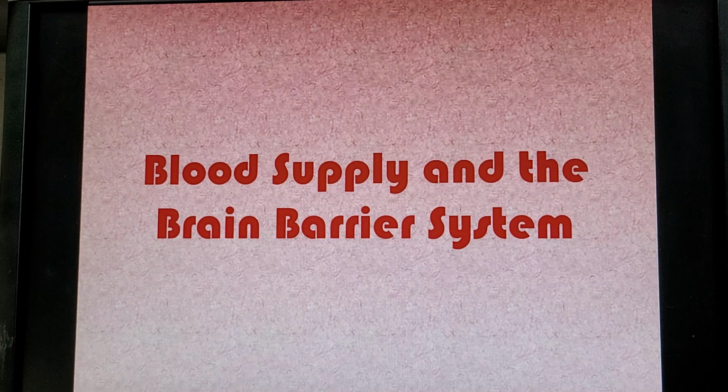Moving on to our blood supply. Our brain needs constant oxygen as well as constant glucose to make ATP to be able to feed its cells, so it has to have good blood supply. However, we don't want everything that's in our blood, especially if we're having an infection, to be able to get across. So that's why we have our brain barrier system.